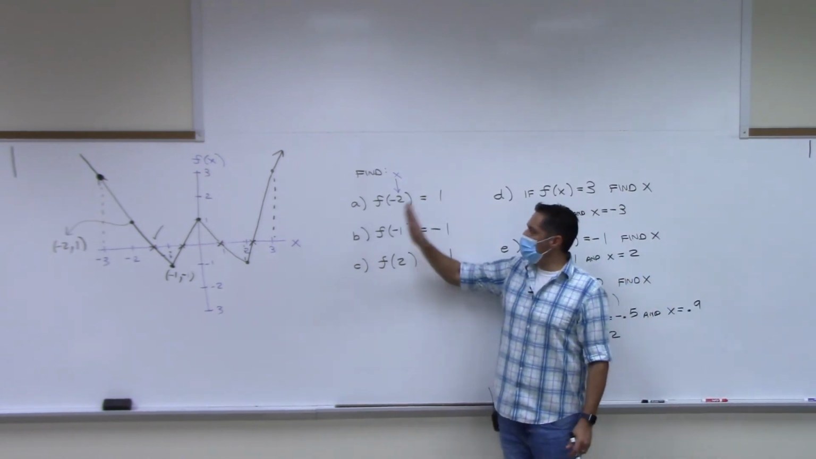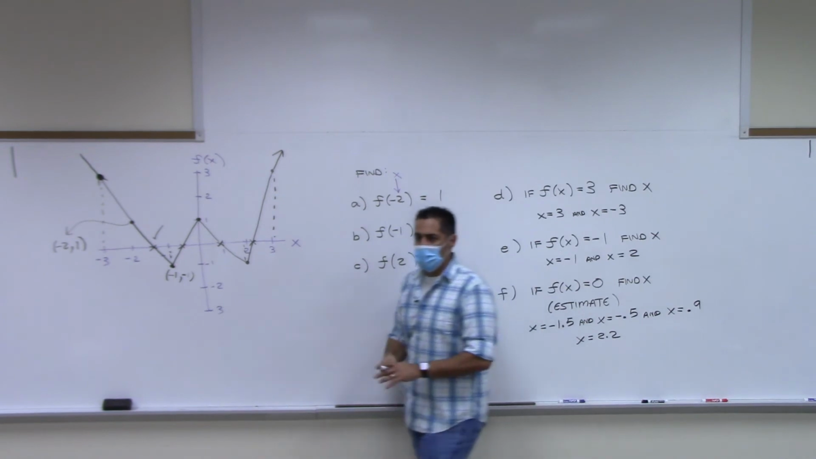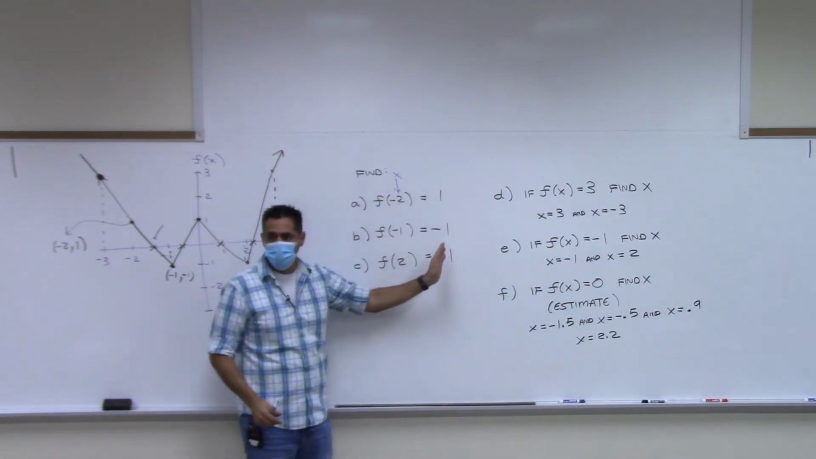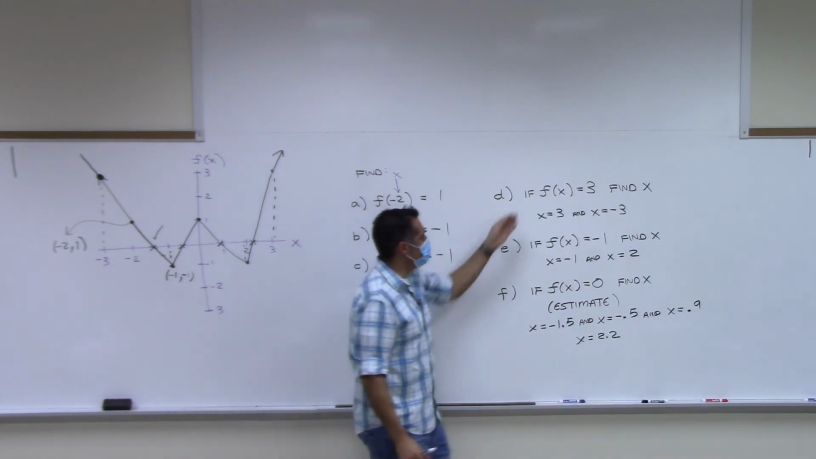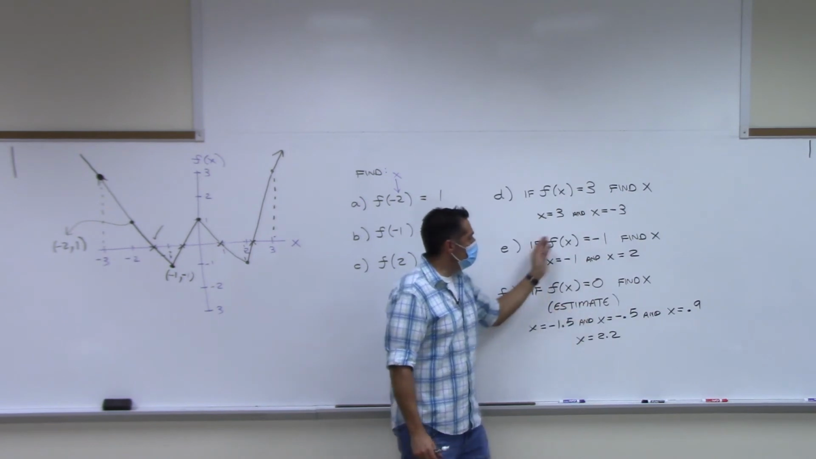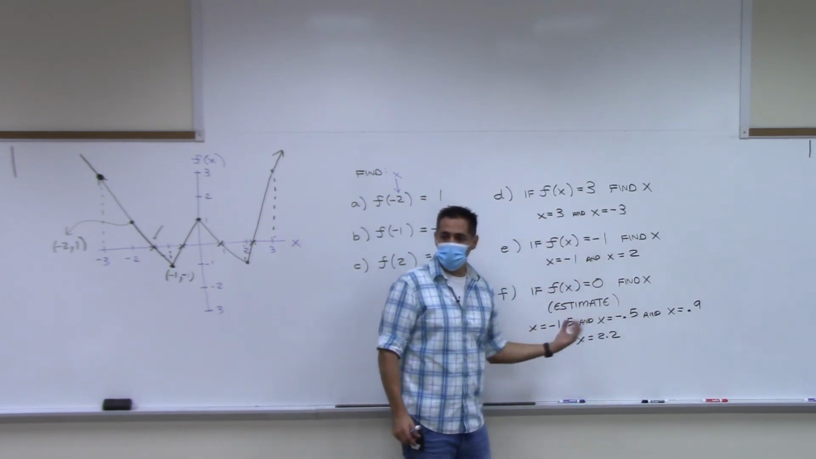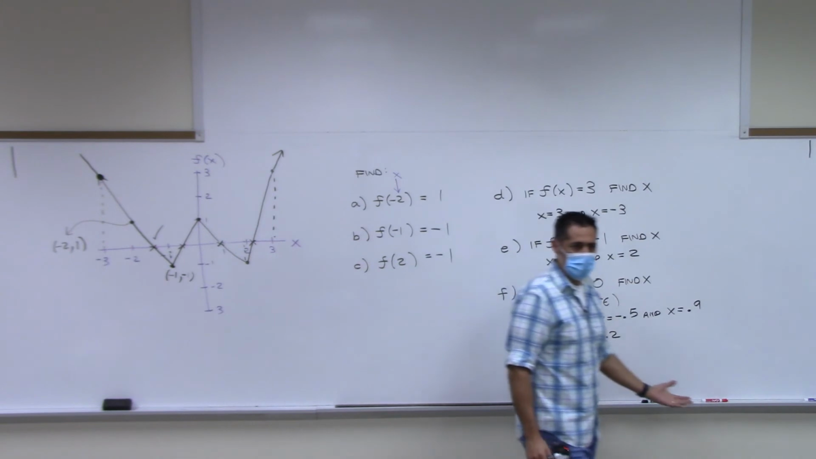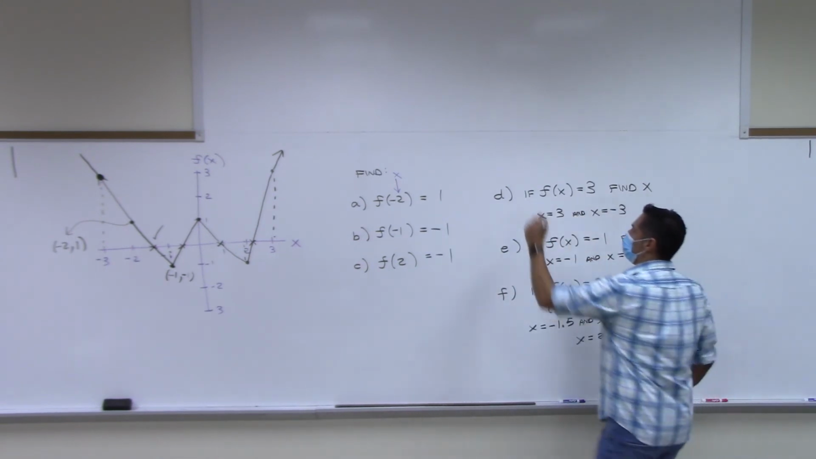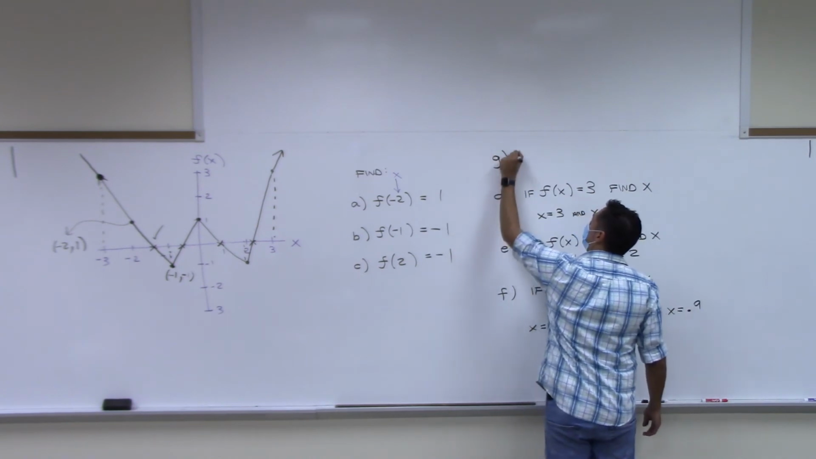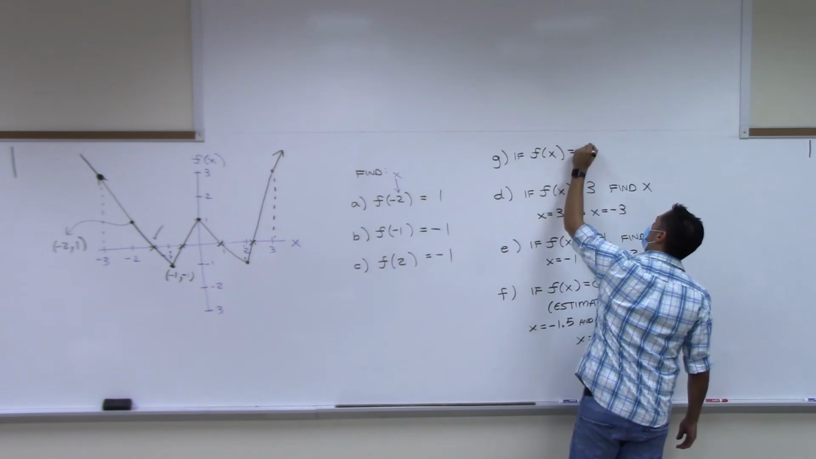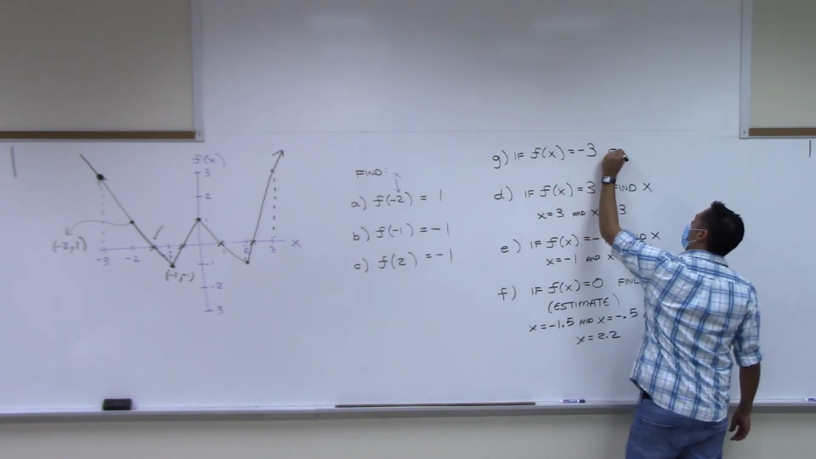Whenever I'm asking you to plug a number into a function, right? When I ask you to plug a number in, you're always going to get one answer. But if I ask you for the x values that give you a certain output, you could have 1 answer or 2 answers or 3 answers or 4 answers, no limit to it. All right? Let me ask you one more. G. If f of x equals -3, find x.